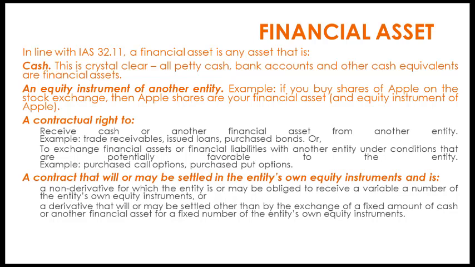And then a contract that will or may be settled in the entity's own equity instrument and is a non-derivative for which the entity is or may be obliged to receive a variable number of the entity's own equity instruments, or a derivative that will or may be settled other than by the exchange of a fixed amount of cash or other financial assets for a fixed number of the entity's own equity instruments. So these are examples or characteristics to be classified as financial asset.